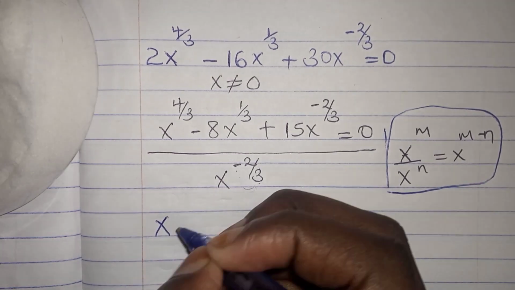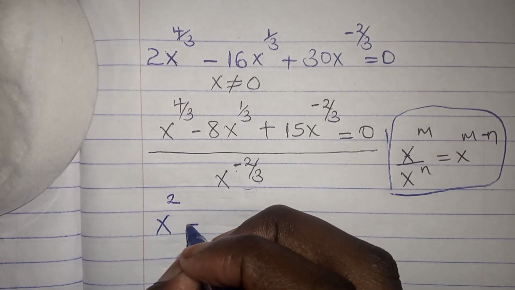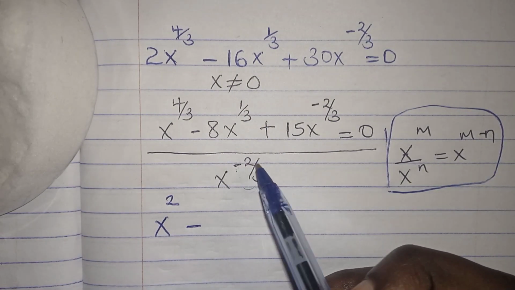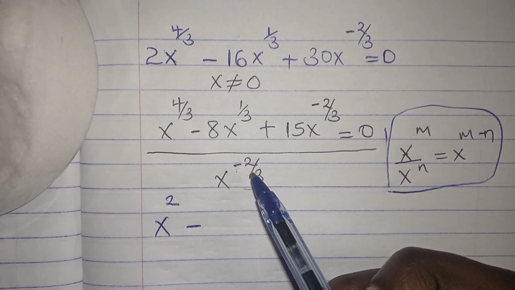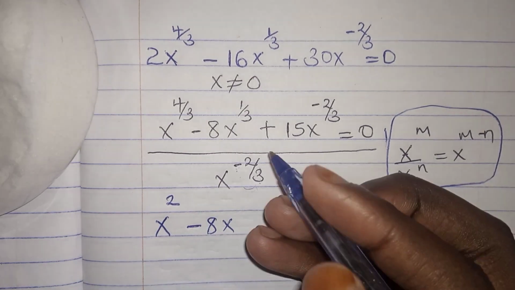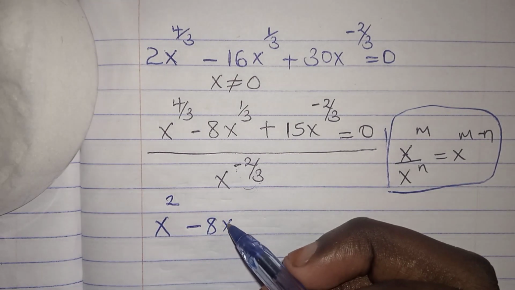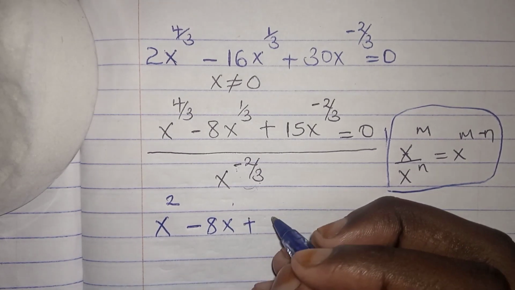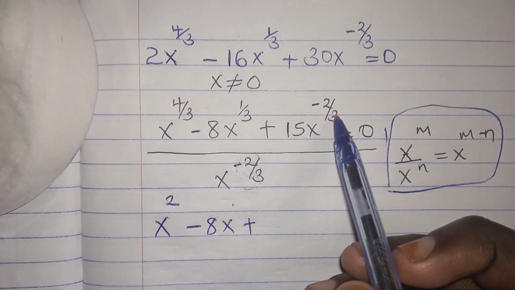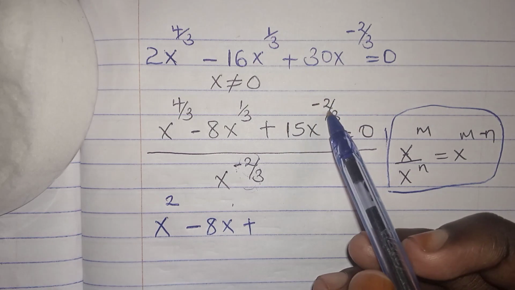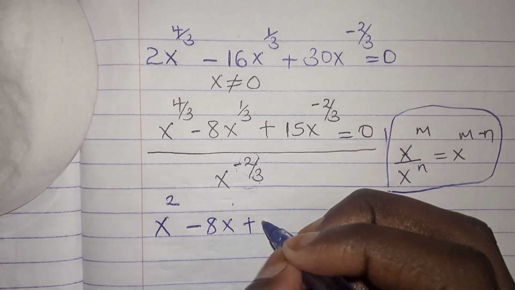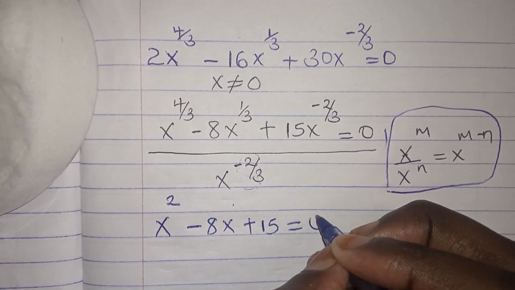So x to the power of 2 minus, we have 8x to the power of a third minus negative 2 over 3. This will be positive, so this will be 3 over 3 is 1. So no need for me to write the 1. Plus we have, you can see these exponents are the same. So negative 2 over 3 minus negative 2 over 3 gives us 0. So this will be plus 15 is equal to 0.